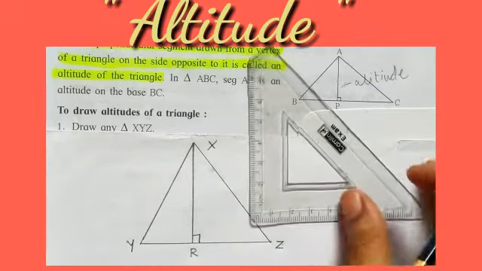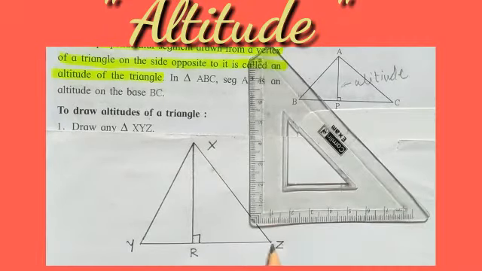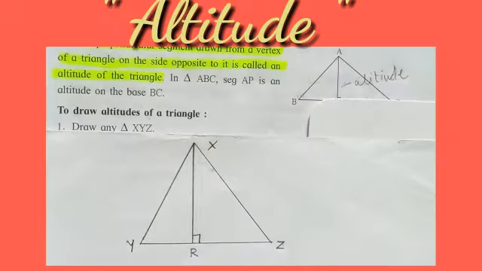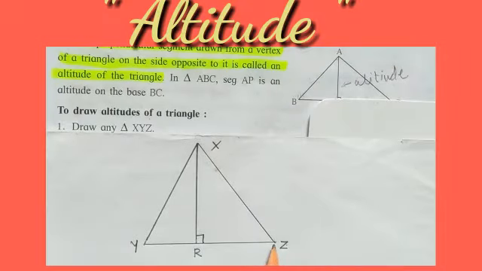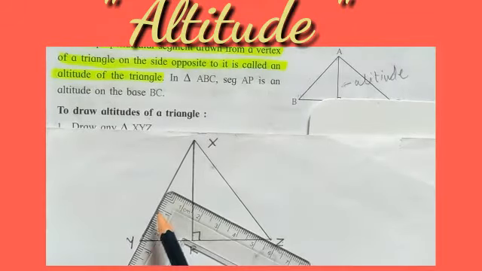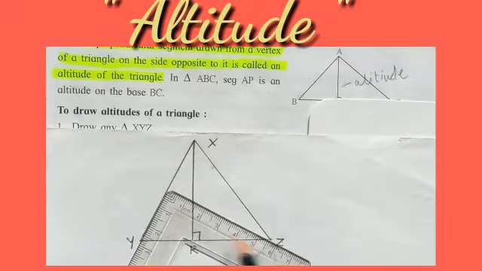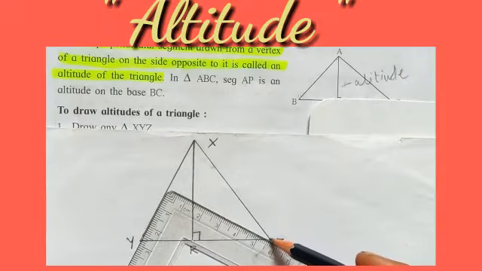Now we are going to concentrate on the vertex Z, and from vertex Z we are going to draw the perpendicular towards the line XY. Again we have to attach the base of the set square towards the line XY, and towards the other side of the set square we have to attach the vertex Z.